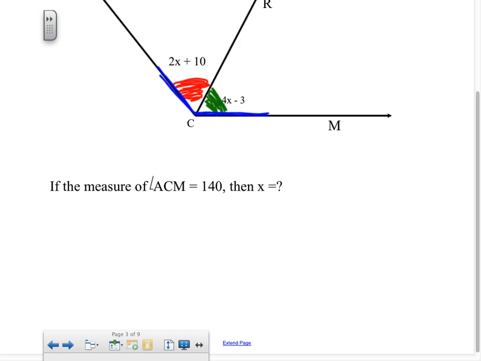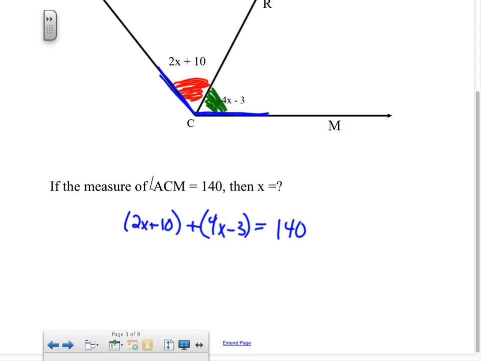So here, if I want to set up and solve an equation with these angles, what I'm going to have to do is say this angle, 2x plus 10, plus the other angle, 4x minus 3, equals the whole thing, which is 140. And now we have our equation. So figuring out how to set up that equation, it's not the most difficult thing on earth, but it takes thought. You can't just do the first thing that comes to mind.